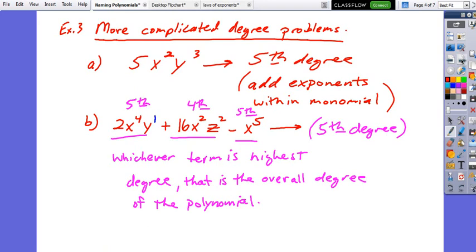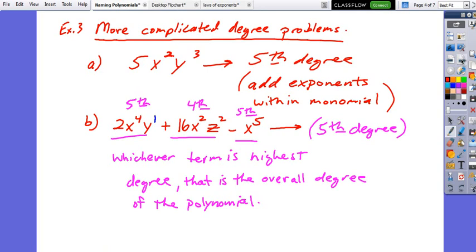So this is not third degree like some people would think because the highest exponent is 3. This is fifth degree because 2 plus 3 is 5. So add the exponents within the monomial. In part B, this is fifth degree as well because notice 4 and 1. Now notice the 1 is a different color because it's not supposed to be there. It doesn't have to be shown. Anytime you have a variable, we understand that the exponent is 1. So 4 plus 1 is 5.